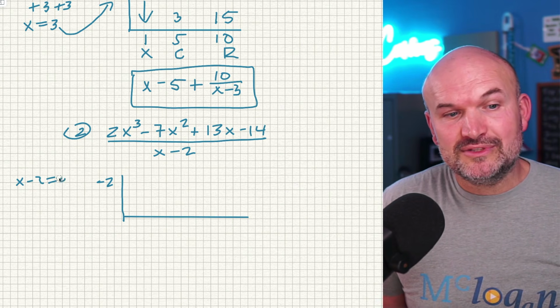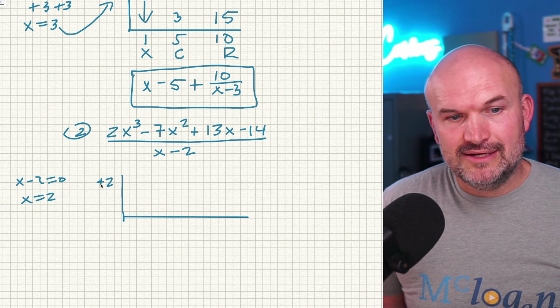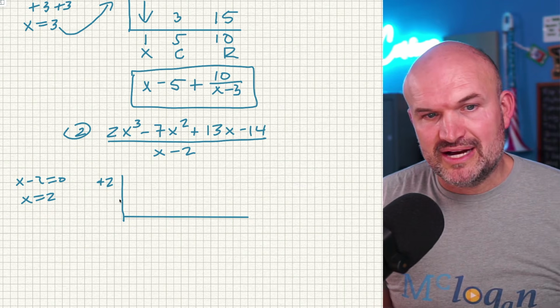X minus 2 is equal to 0. So when you add a 2 to both sides, x equals a positive 2, right? So make sure that 2 right there is going to be a positive.